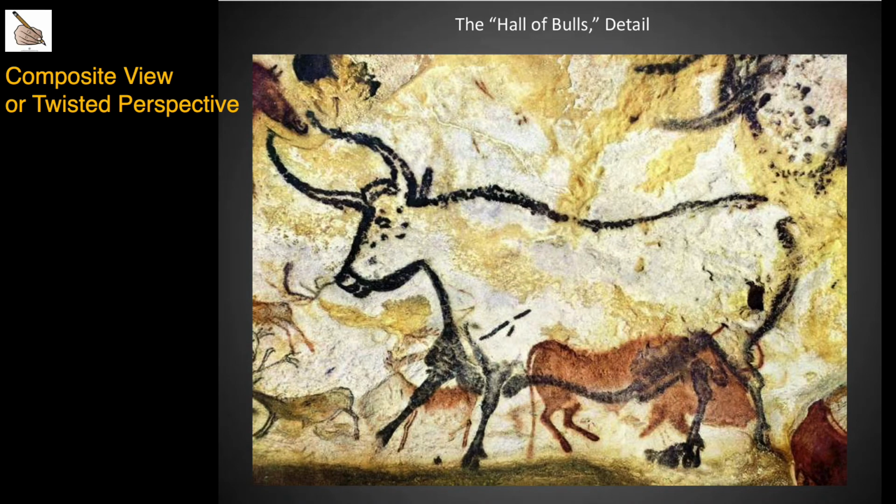Composite view or twisted perspective is where we see, for example, the bull in front of us. Its head is in profile, but its horns are seen from the front. The purpose was descriptive. It was important to see the horns clearly because they are part of the concept of bull.